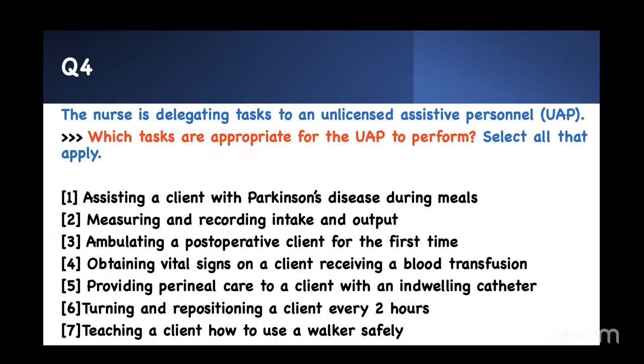There's an easy way. When they give you a question, look at who is involved. If it's a UAP, think about it that the UAP is not thinking about anything. All the tasks do not require any thinking except what? ADLs. Therefore, this is a question on a UAP. What is the problem? And then she's delegating tasks to the UAP. Which task is appropriate for the UAP?